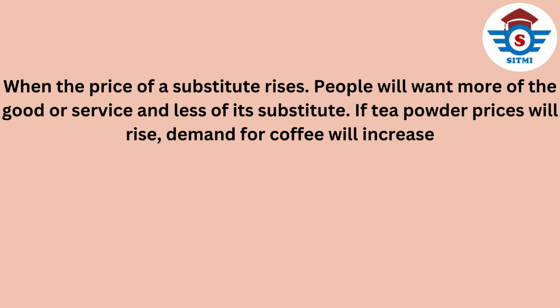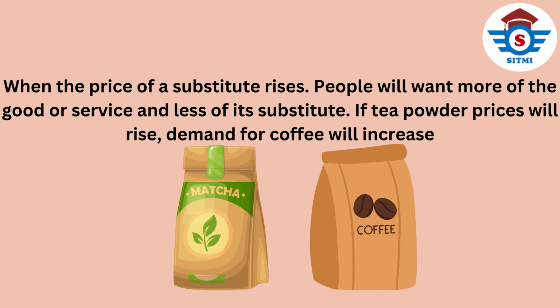In the second case, for the substitute, when the price of a substitute increases, then people will want to have an alternate good as their preference. For example, if the price of tea powder increases, people might go for the consumption of coffee as an alternative. So this is the third factor which impacts demand.